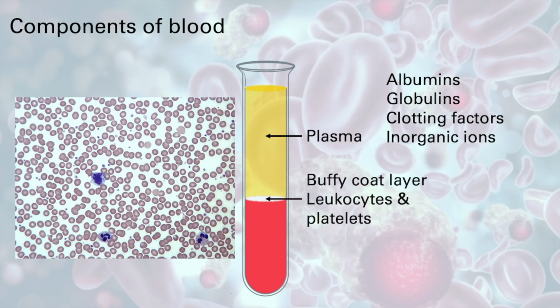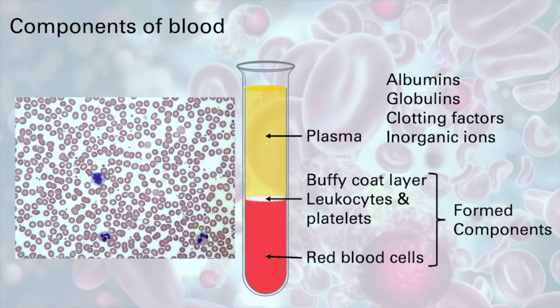Just below this, we have a cloudy white layer, which we call the buffy coat layer, and this contains our leukocytes or white blood cells and platelets. Finally, the red blood cells or erythrocytes are the densest component of blood and form this bottom layer. The buffy coat layer and red blood cells together are called the formed components of blood and make up about 45% of the blood volume.